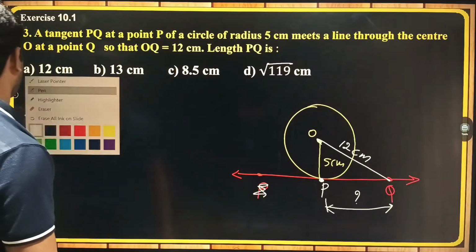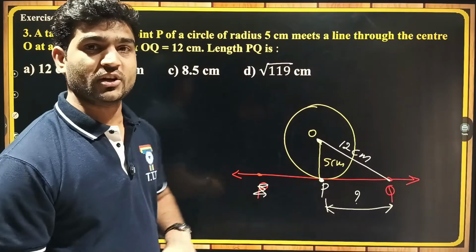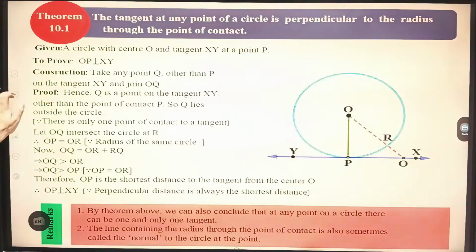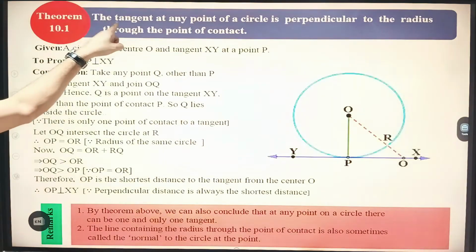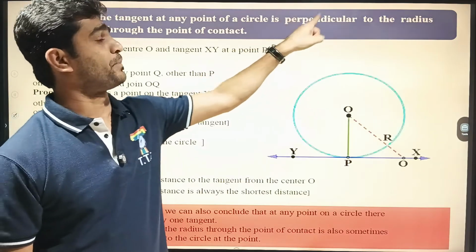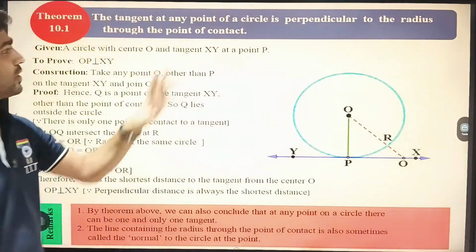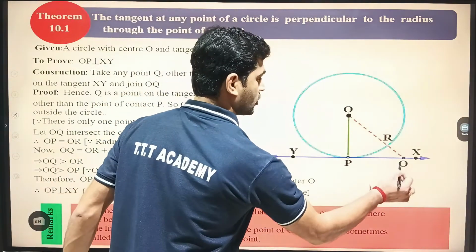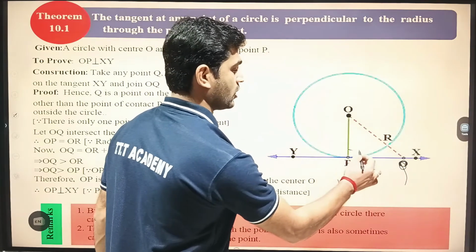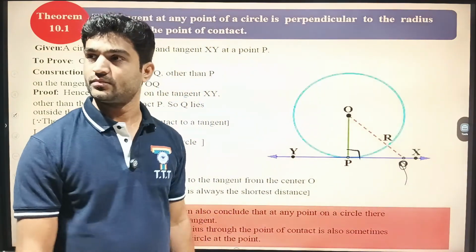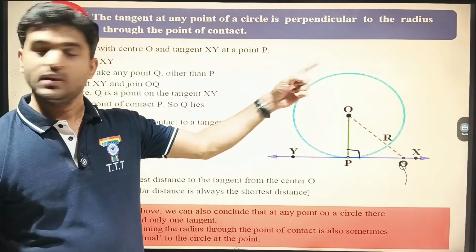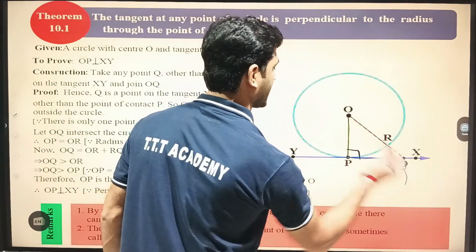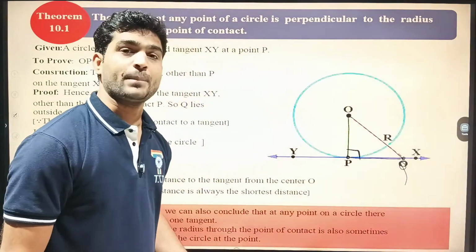Dear friends, we know that in the first theorem in this chapter, theorem number 1, we studied it. According to theorem number 1, what does it say? The tangent at any point of a circle is perpendicular to the radius through the point of contact. If you consider P, here is Q and this is O, this should be perpendicular. That is theorem number 1. This statement, correct? So O here, P here, Q here. This is a right angle triangle, right angle at P, perpendicular at P.